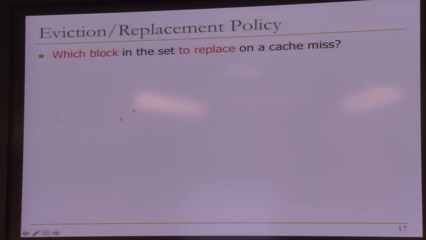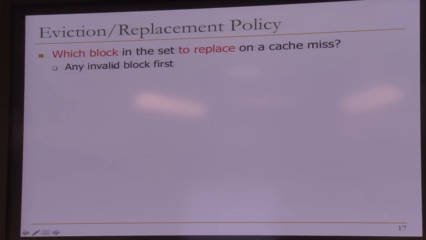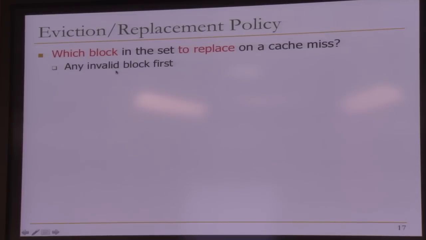So let's take a look at the eviction or replacement policy. I'll call this eviction and replacement, but really there are three kinds of decisions that are going on. Which block in the set to replace on a cache miss? That's the key question a replacement policy answers. So any invalid block first is a good idea, probably, right? If there's an invalid block among these ways, that means that there's nothing in that block. So just put the incoming block there. Make sense? Because you don't want to waste space in the cache.